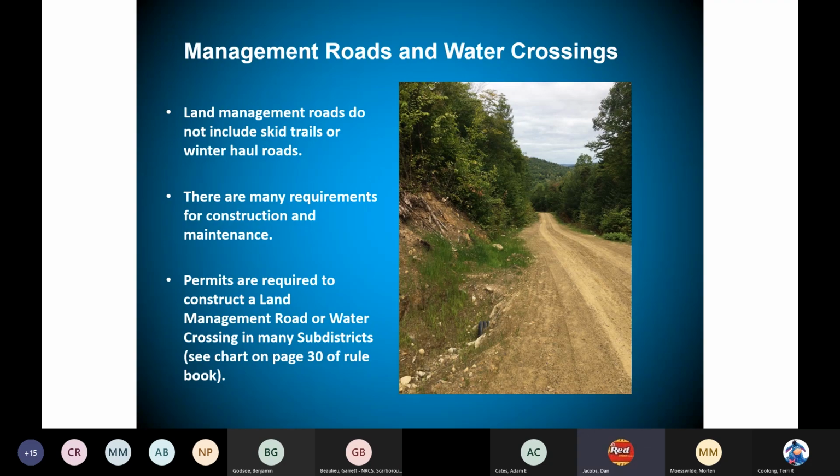Okay, the last piece of the puzzle is the land management roads and water crossings. So in this case, we're going to be talking about permanent crossings. We are not talking in this section about skid trails, and we're not really talking about winter haul roads. We're talking about permanent roads. There are many requirements in Chapter 27 for the construction and maintenance of roads within the protection subdistricts. In many cases, depending on the protection subdistrict you're working, a permit is required to construct a stream crossing or a land management road. And we'll talk about that in a little bit of detail in just a moment.